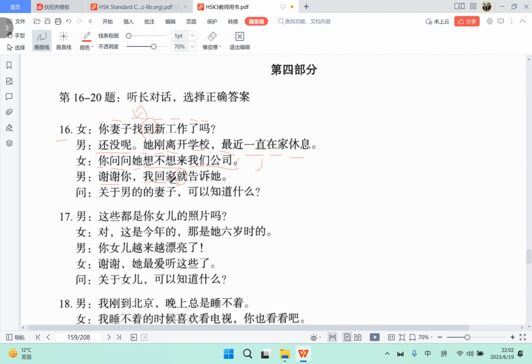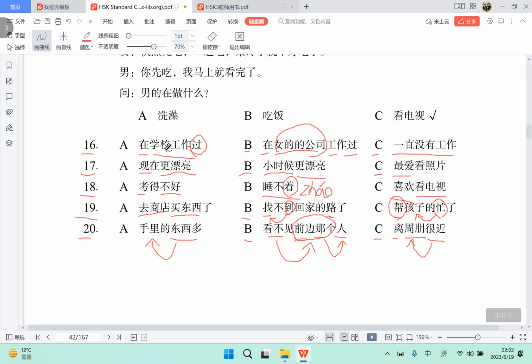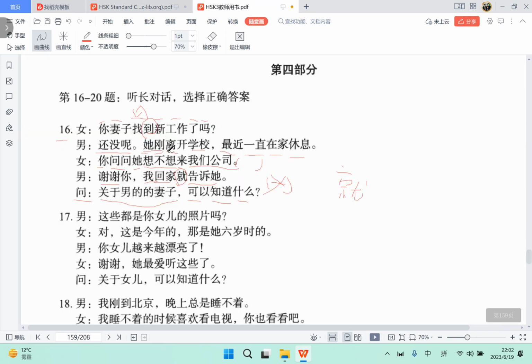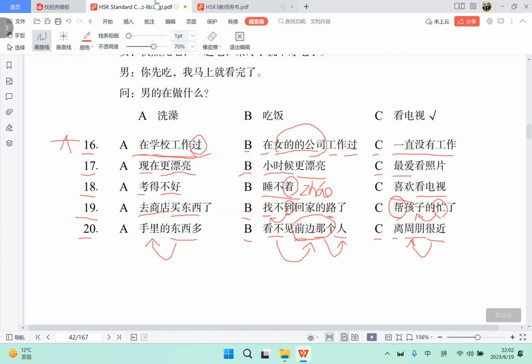So this is the 一什么什么就 so once what then what. So this structure but in this sentence we just omit 一. So two actions happen in sequence, but we omit 一 here. So the question 关于男的的妻子 so about the situation of the man's wife 可以知道什么 so what could we know? So 在学校工作过 right? Used to work in the school. So we choose A here because 她刚离开学校 she just left the school. Alright, so she used to work there.